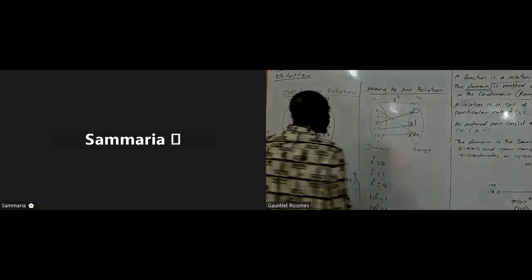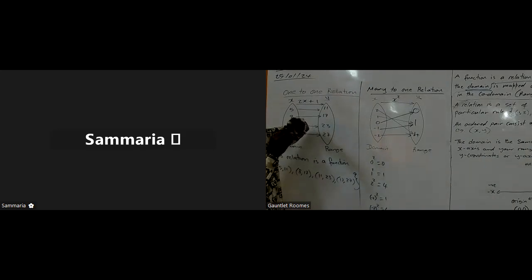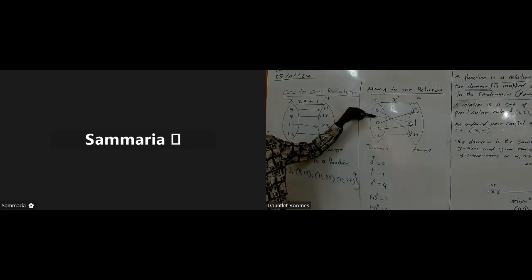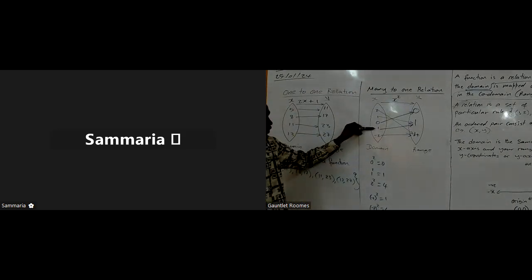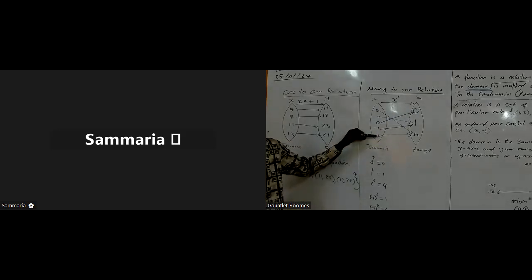So when we come over here, our domain, let's check it out. If I look at this element, how many elements is it mapped to over here? 1. What about this one? Still 1 element, that's true. It maps onto. What about this one? Still 1 element. What about this one? Still 1 element. What about this one? Still 1 element. That's the key.